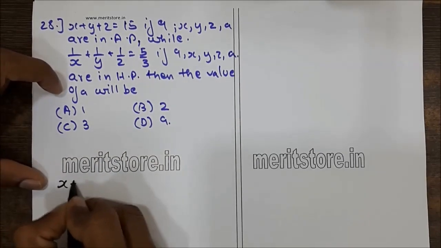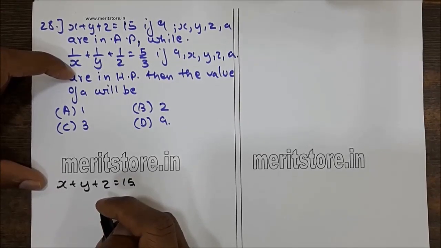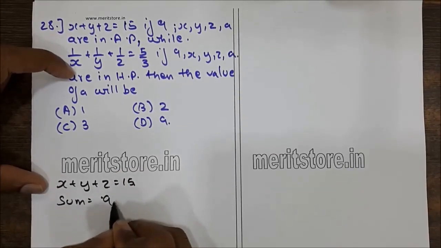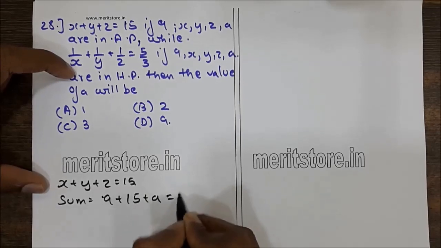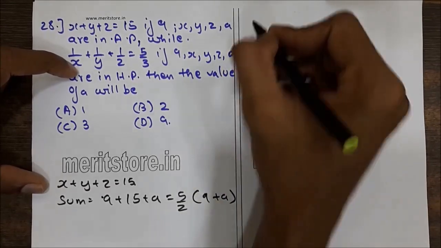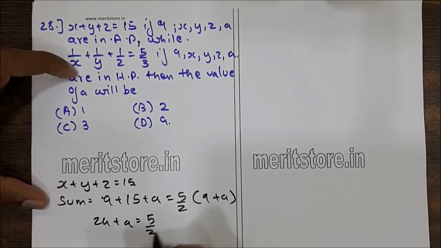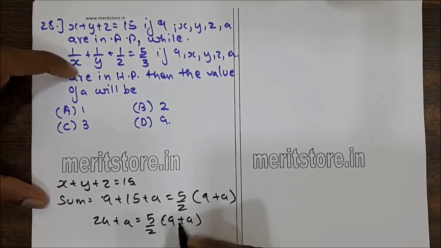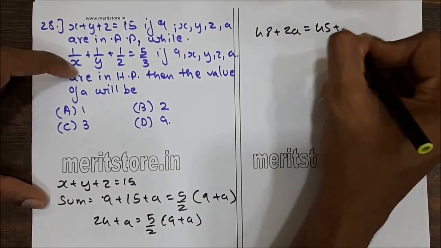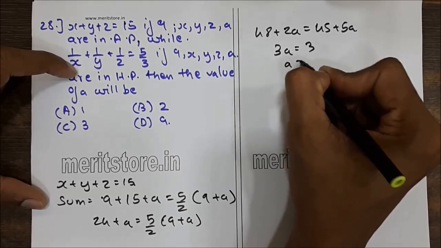So we have x plus y plus z is equal to 15 if 9, x, y, z, a are in AP. So the sum of this will be 9 plus 15 plus a, that is equal to 5 by 2 (9 plus a). We further solve this, we get 24 plus a equal to 5 by 2 (9 plus a), which is equal to 48 plus 2a equal to 45 plus 5a. We solve for a, we get 3a is equal to 3, which is a is equal to 1.